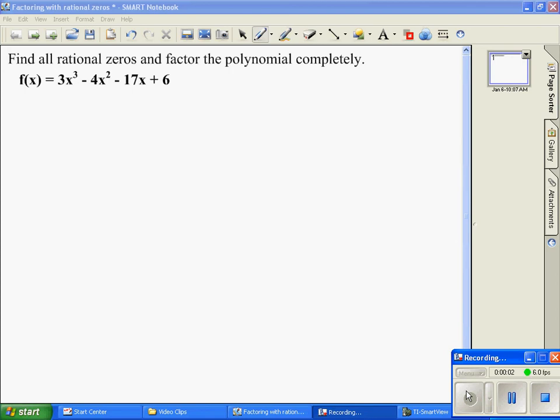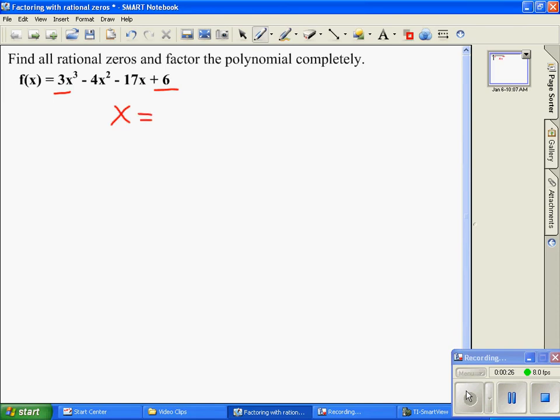Okay, find all the rational zeros and factor the polynomial completely. The first thing we need to do is find all the possible rational zeros, all possible combinations. To do that, we're going to take the factors of the last number over the factors of the first number. So let's take a look at those.